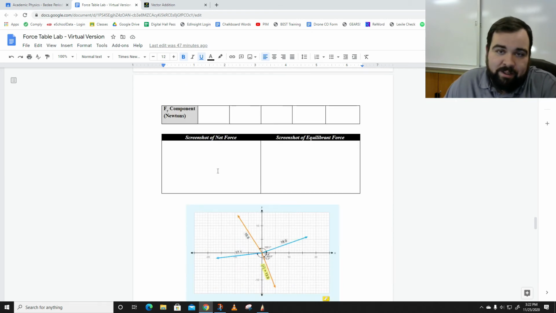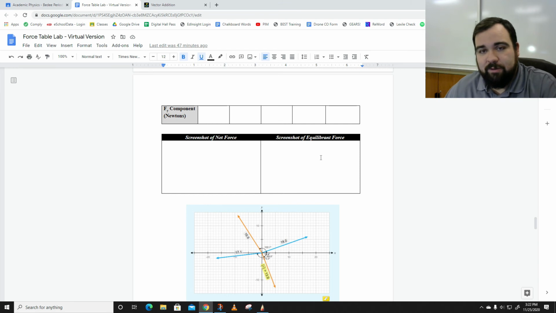Now the screenshot here on the left, I want you to do of your net force. So once you get your three forces on there, draw your net force on there, and screenshot that, put that on. Next thing you're going to want to do is go ahead and remove that net force arrow that you just drew on there, and then replace with your equilibrium. So put the arrow on there that represents your equilibrium force. Then take a screenshot of that, place it there.